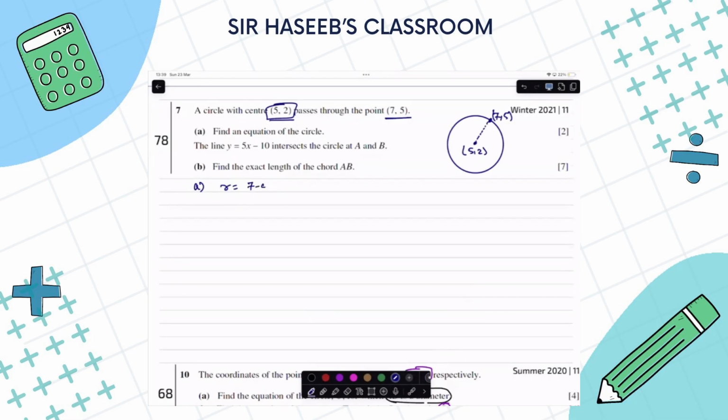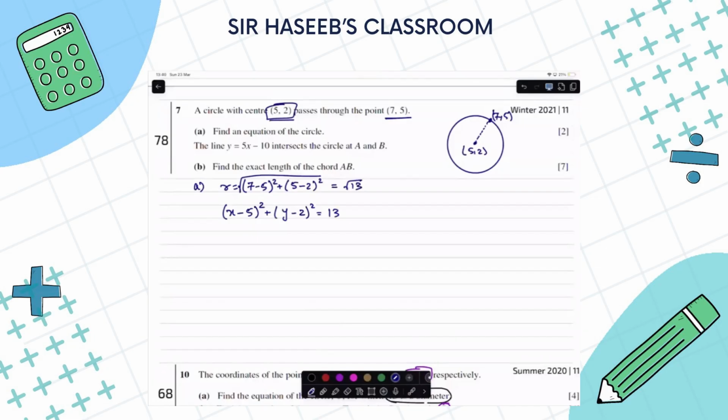The radius would be the square root of (x2 minus x1) whole square plus (y2 minus y1) whole square, right? 4 plus 9 is root 13. So the equation is (x minus 5) whole square plus (y minus 2) whole square equals root 13 square, which is 13. Get it?